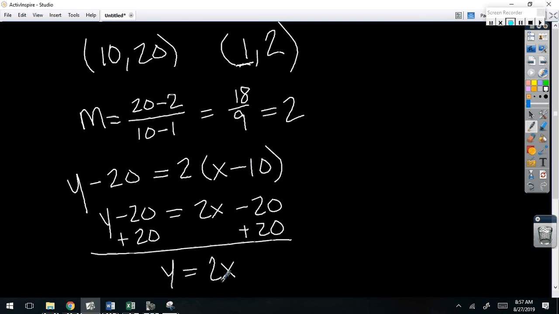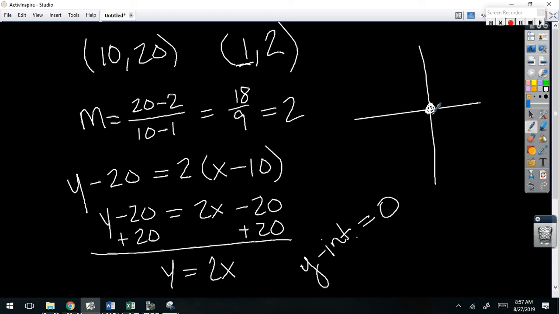Y equals 2x. What's the intercept? What's the y-intercept of that line? 0. Y-intercept, which is my b in the equation, is 0, which means it crosses the y-axis at 0. Then it rises 2 and runs 1. Let me see if you really understand point slope. I'm going to give you an equation.